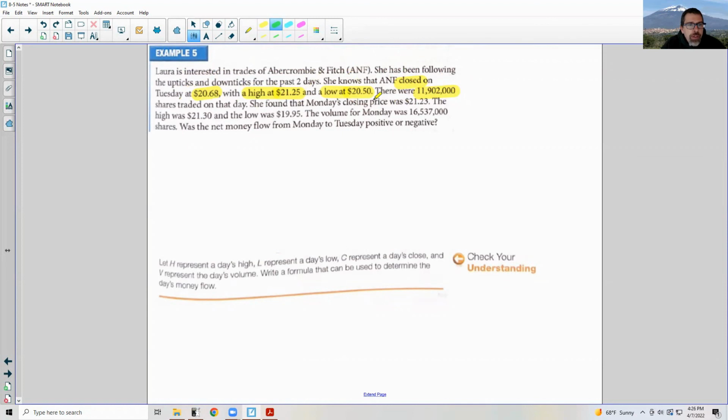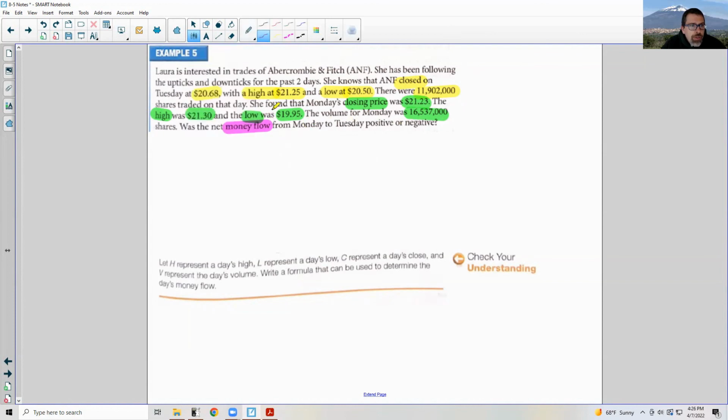She found that Monday's closing price was $21.23. That's the closing price. The high was $21.30 and the low is $19.95. The volume for Monday was 16,537,000 shares. So this is asking, was the net money flow from Monday to Tuesday positive or negative?